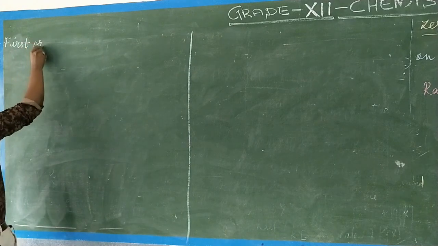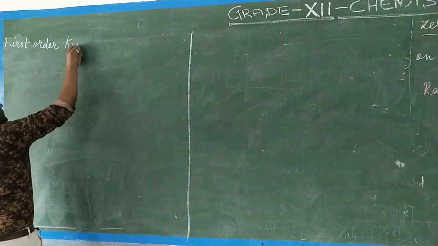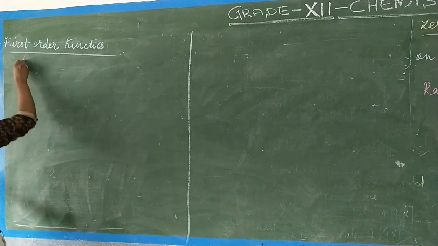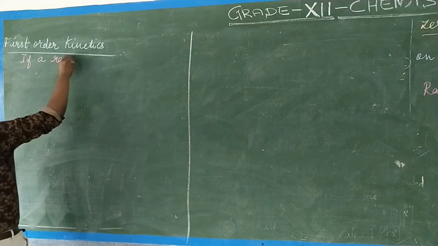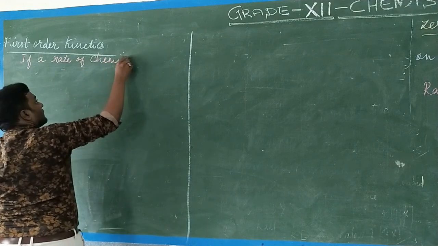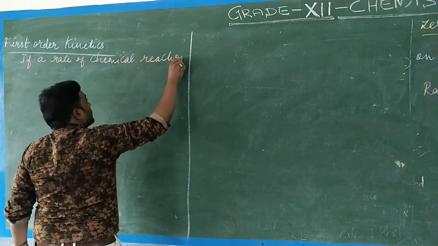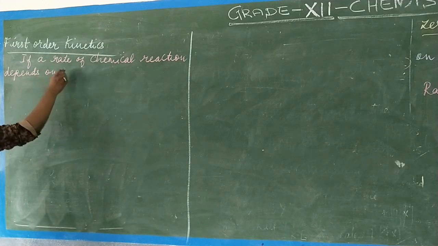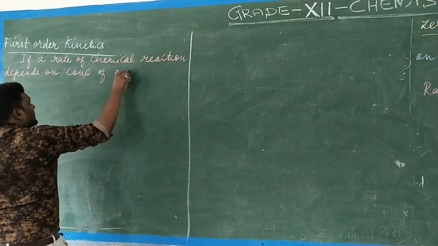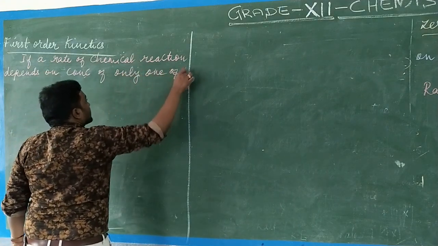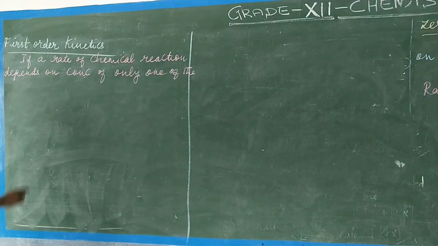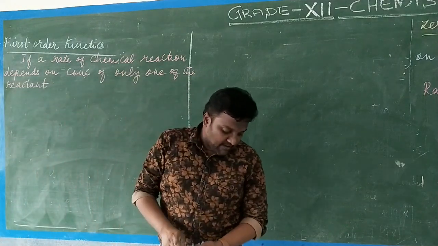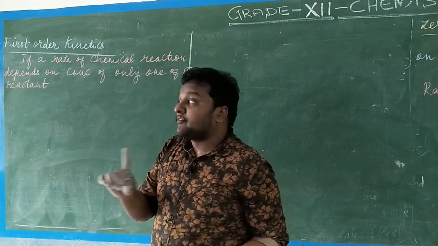Very, very important. In this chapter, the first order reaction, first order kinetics is very important. If the rate of a chemical reaction depends on the concentration of only one of the reactants, then we call it what? First order kinetics. What is meant by first order kinetics? If the rate of a chemical reaction depends on the concentration of only one of the reactants.